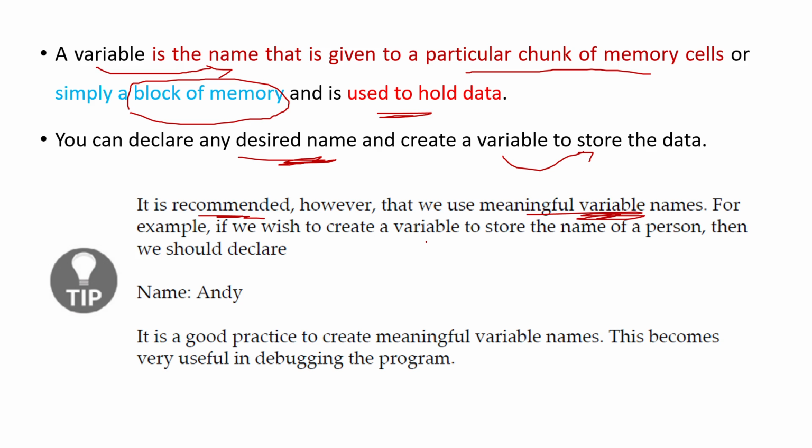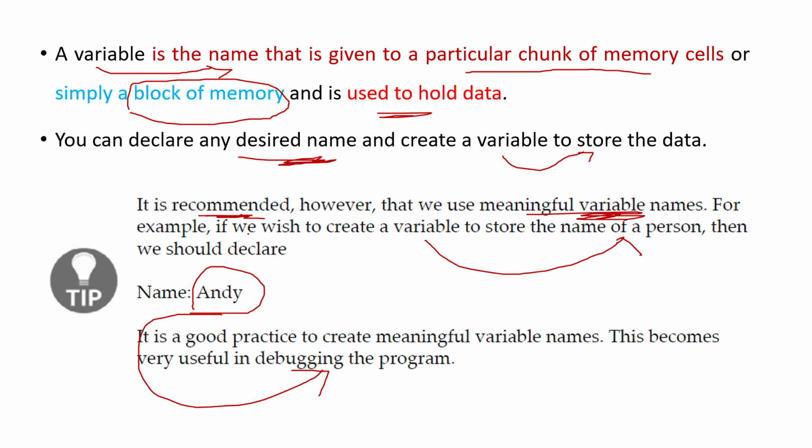If you need a variable to store the name of a person called Andy, then you give the variable name as Andy itself, so that it will be meaningful. If you follow this recommendation, the advantage that you will get is it improves the readability of the code, as well as it helps to debug the program. Correct. So this is what the author is recommending.